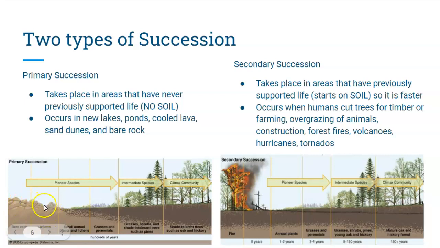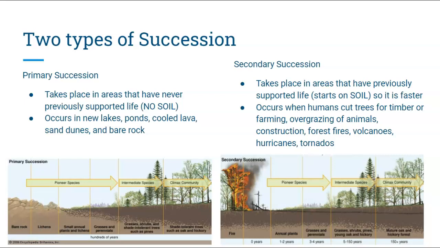okay, but we have lichens starting to grow on it, and then we're starting to get some small plants, and those lichens are starting to die off and add to the soil, and then you've got some grasses, and then we get some intermediate species like small trees and bushes and shrubs. And eventually we're going to get to that climax community when there's enough soil and enough nutrients to support these really hardy trees, okay? So primary succession takes hundreds of years, a really, really long time, because you're starting from literally nothing.